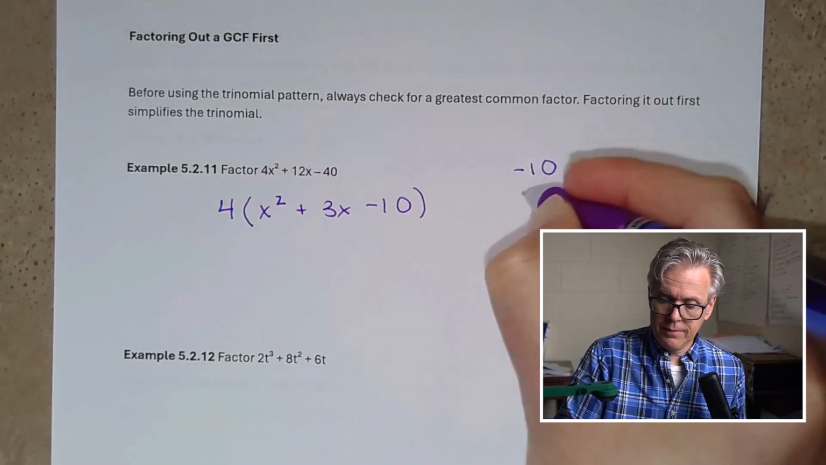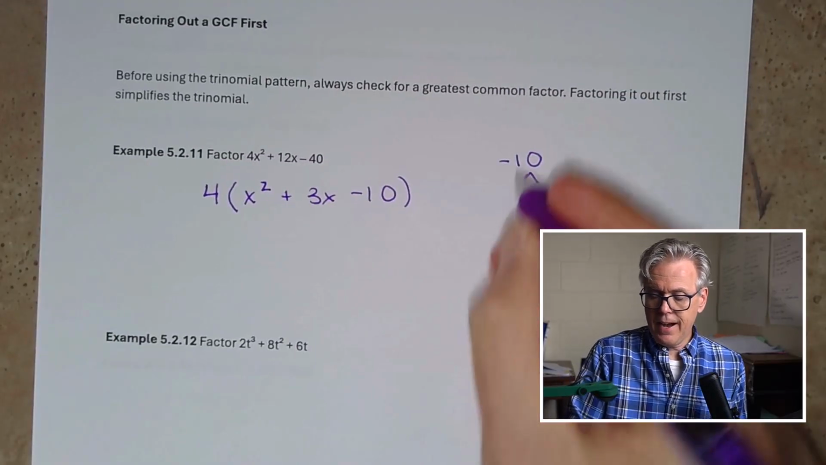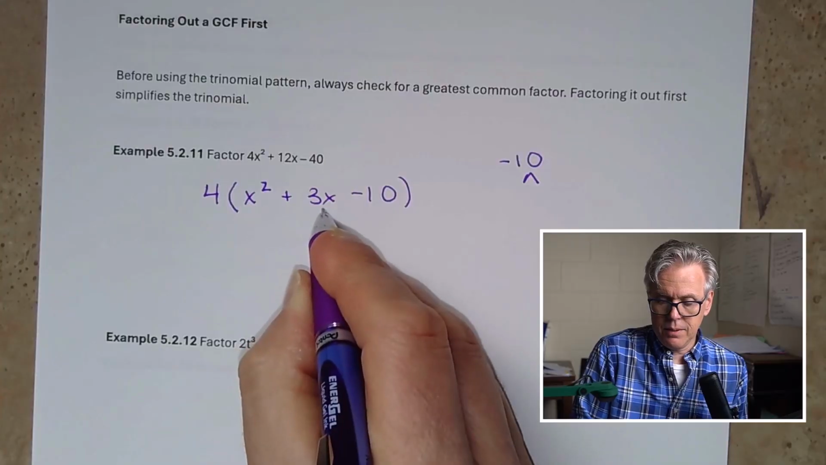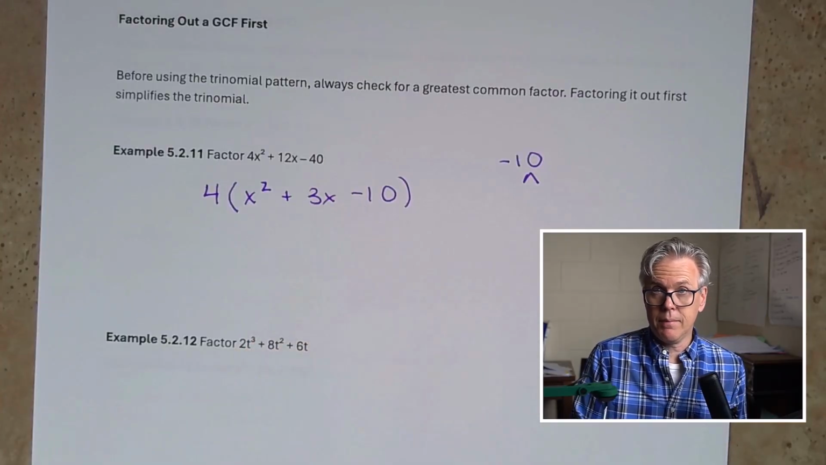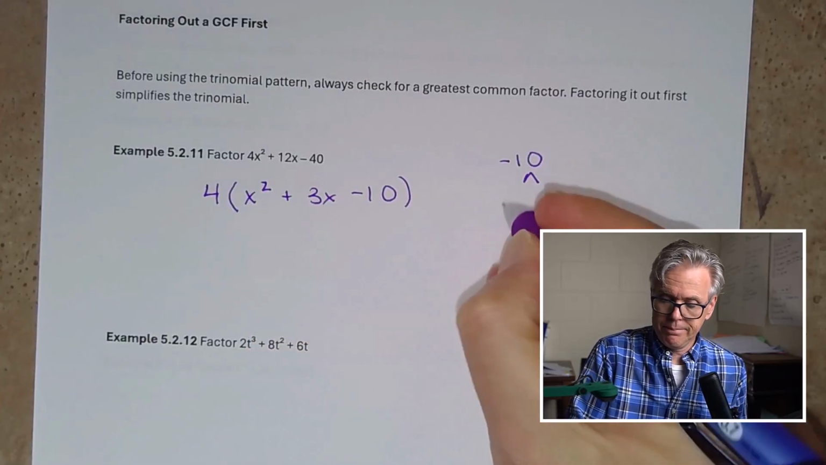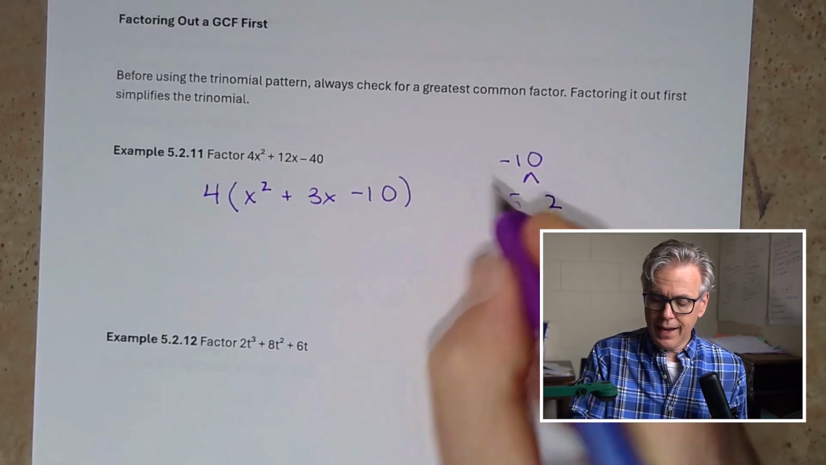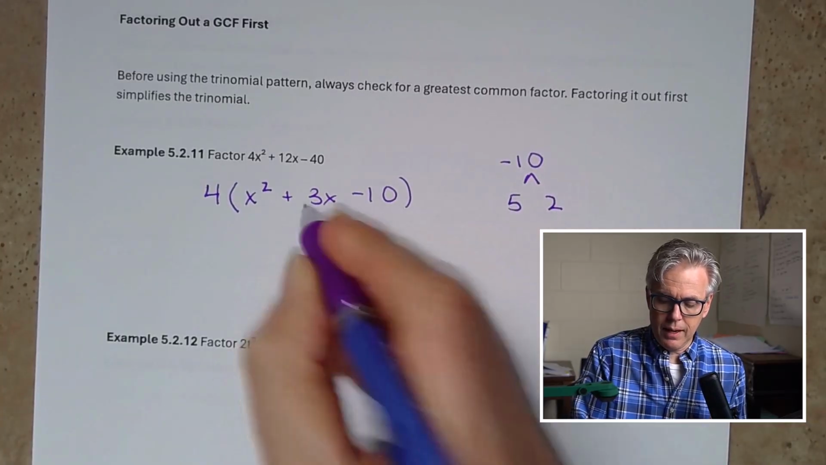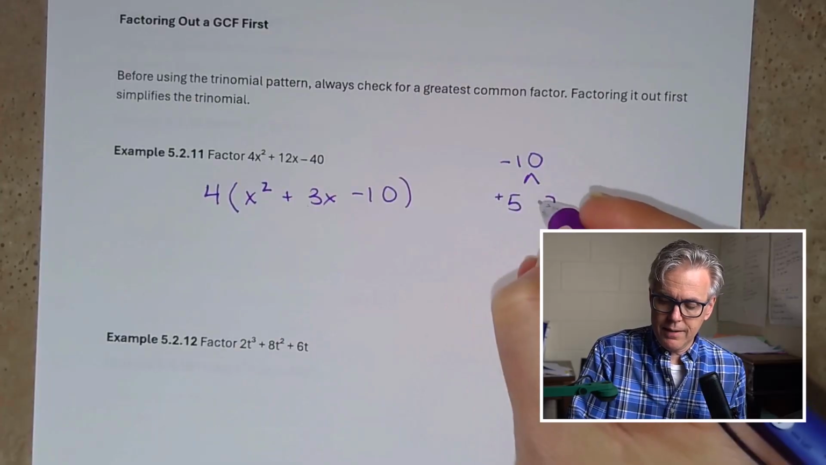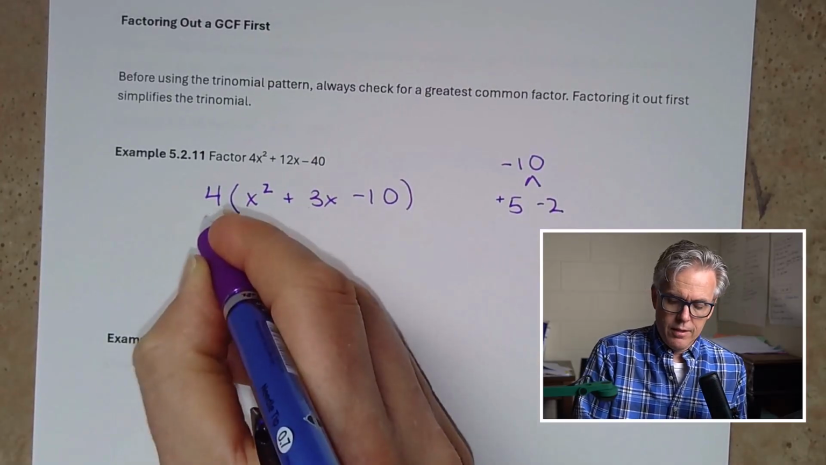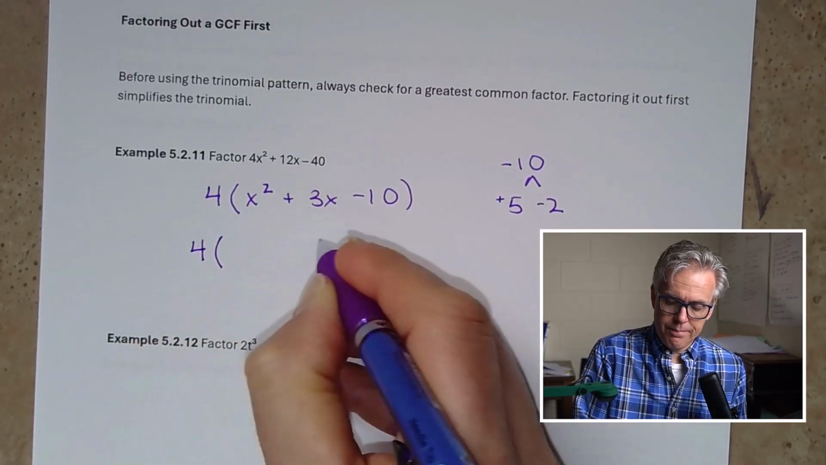So let's put my negative 10 here in my little factor tree. Factors of 10 that I can get to sum to 3. Now I know since this one's negative, I'm going to have one positive and one negative factor. How about 5 and 2? So how can I combine 5 and 2 so that I get a positive 3? Well, I have a positive 5 and a negative 2. So bring down your 4.